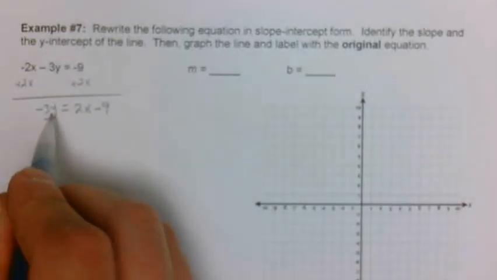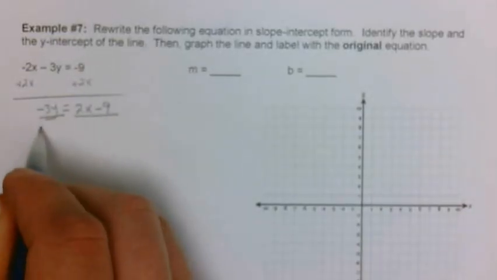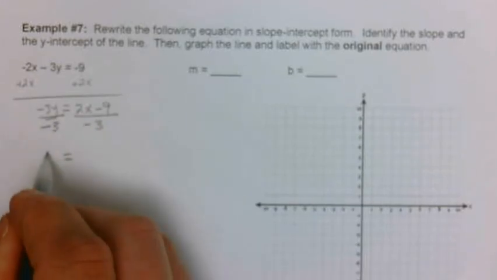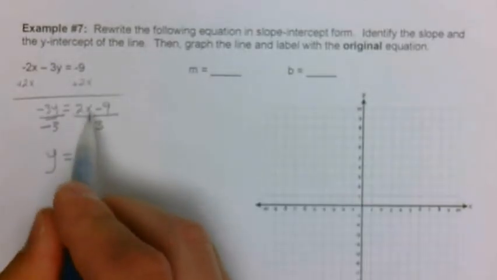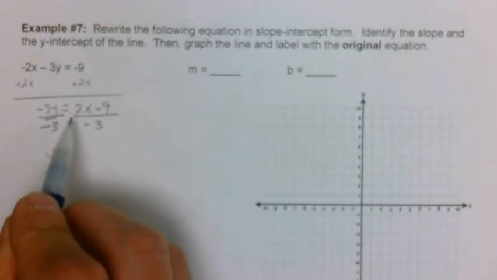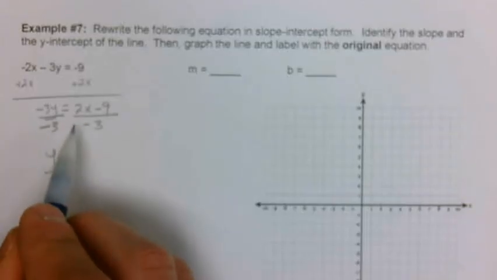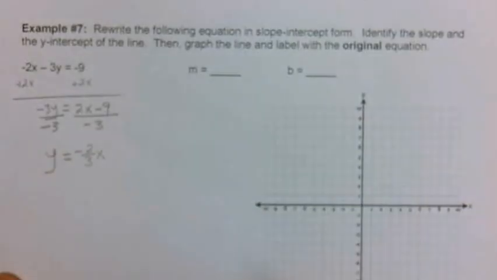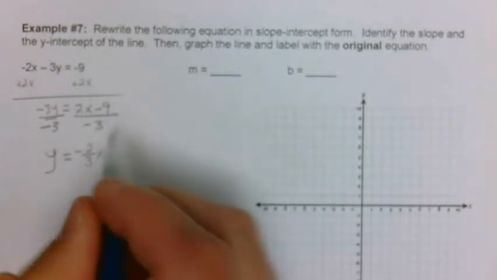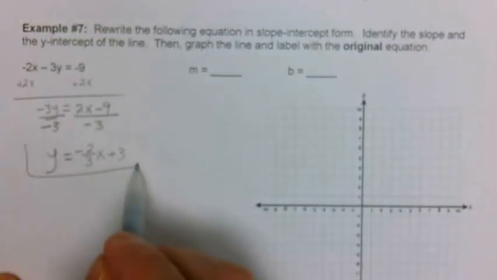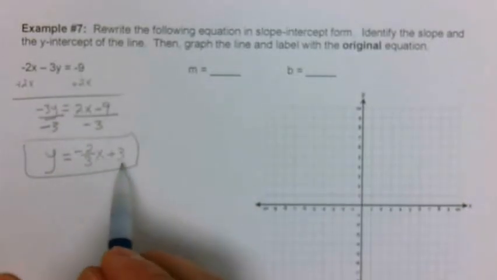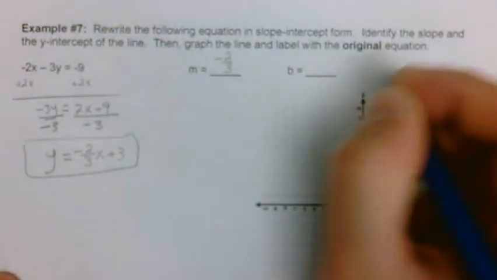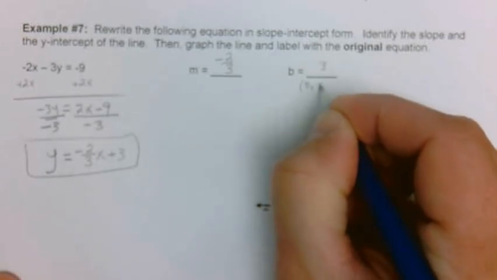Now, since negative 3 is multiplying y, we're going to divide each side by negative 3. Negative 3y divided by negative 3 is y. 2x divided by negative 3 is going to be negative, because a positive divided by a negative is negative, so it's going to be negative 2/3 x. And then negative 9 divided by negative 3 is positive 3. So the equation is y equals negative 2/3 x plus 3. M, the slope, is negative 2/3. B is 3, so our y-intercept is at (0, 3).